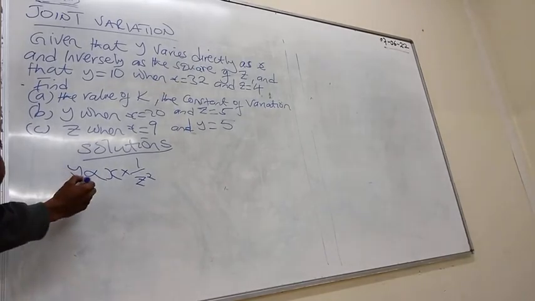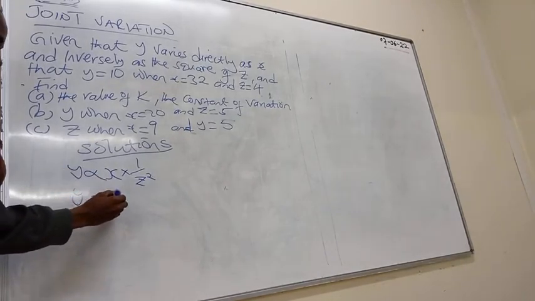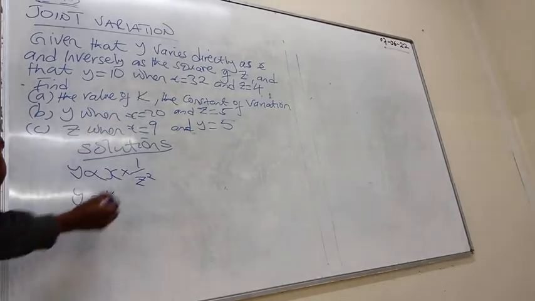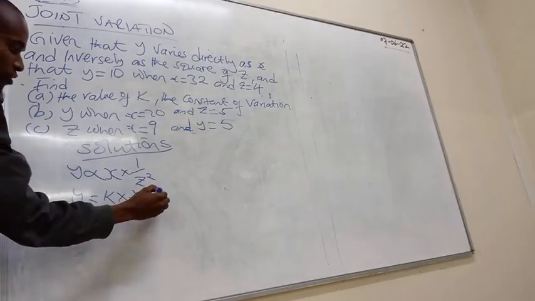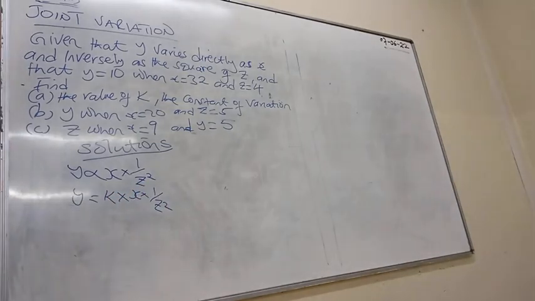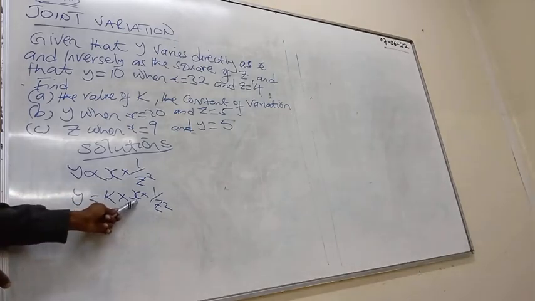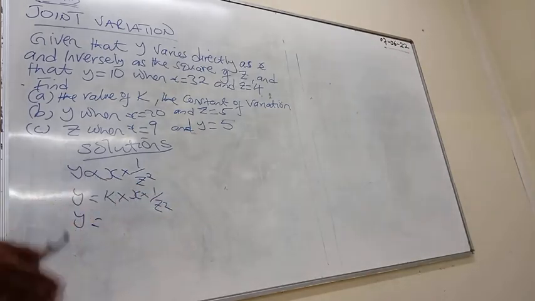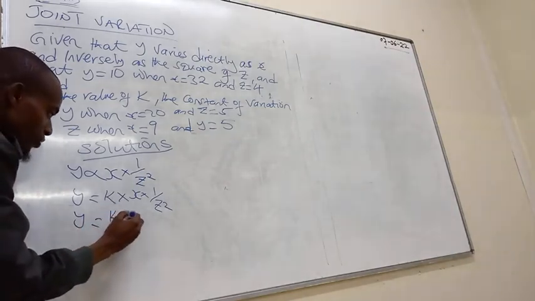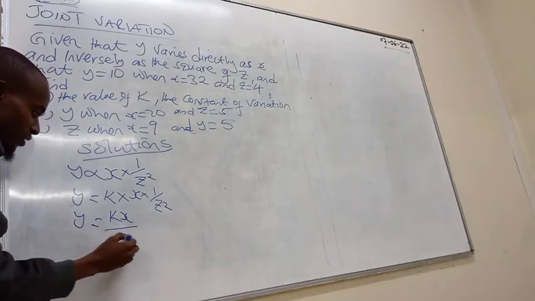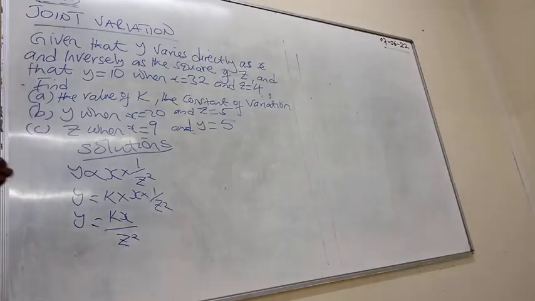So next step, you introduce an equal sign and a k. K means the constant of variation. So you do k times x times 1 over z squared. k times x times 1 will be just kx, so kx will be the numerator, then z squared in the denominator.